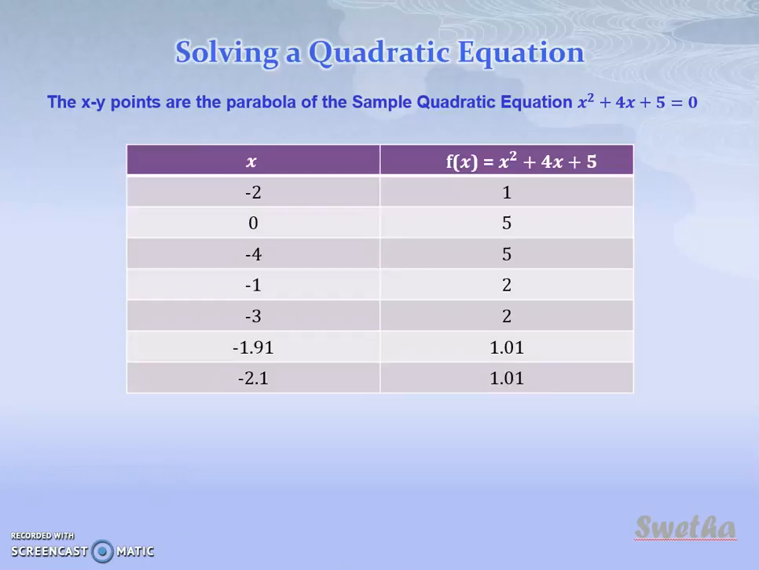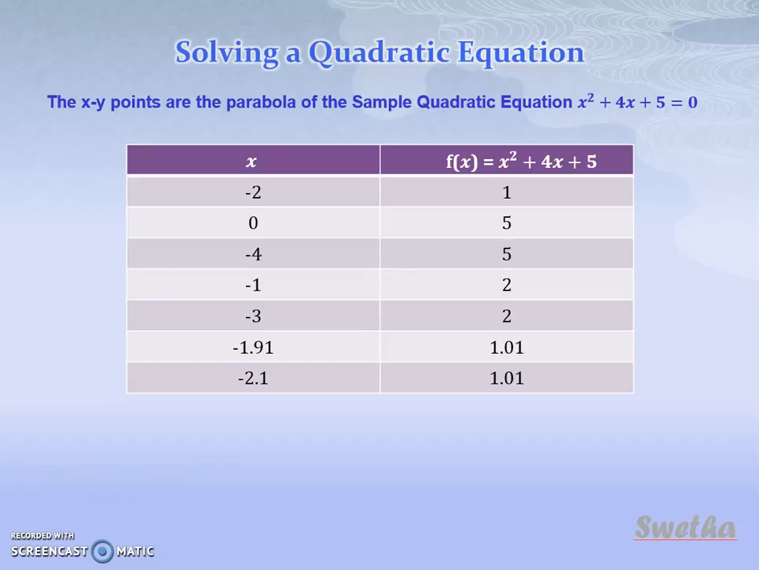This is the table of points for the sample quadratic equation that I've chosen, which is x squared plus 4x plus 5 is equal to 0. And these are the ordered pairs used to plot the parabola of the equation. And from this, we can see that the x value can be plugged in as the x value in the equation, and then we can get f of x, which is y.